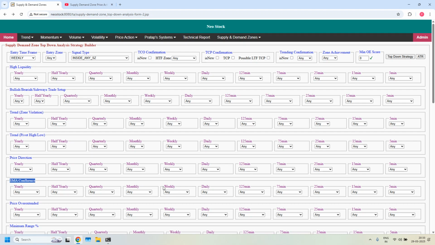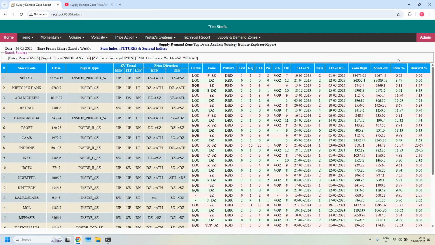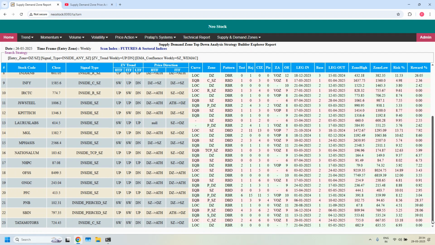So in the EMA confluence at weekly, I am checking weekly supply zone having weekly EMA confluence, and also trend on the weekly should not be sideways. It can be up or down with these filters. Now the list is reduced. First 15 stocks in the list. Scrolling the list down, 23 stocks are filtered.